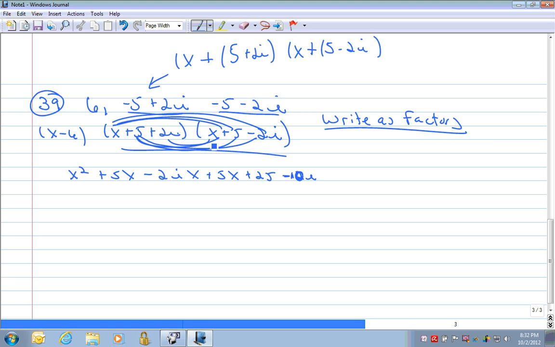Now we're going to go 2i times x, which is positive 2ix. That is going to cancel with negative 2ix. So we're going to cancel those out. Then we're going to go 2i times 5, and that's going to be a positive 10i, and our i's will cancel out again. And then finally, we're going to go 2i times negative 2i, which is positive 4i squared. Or sorry, negative 4i squared.